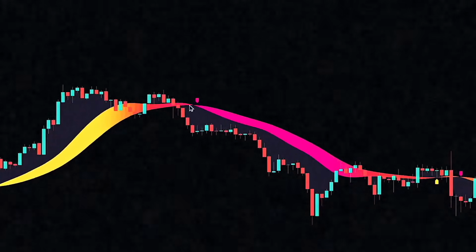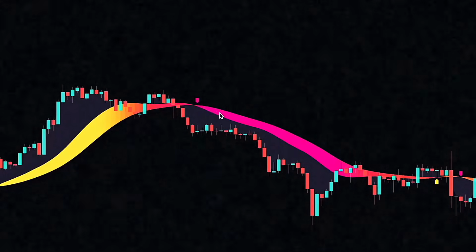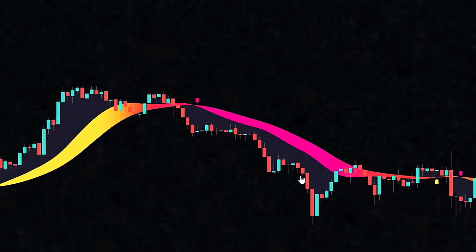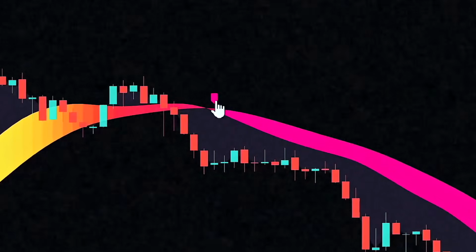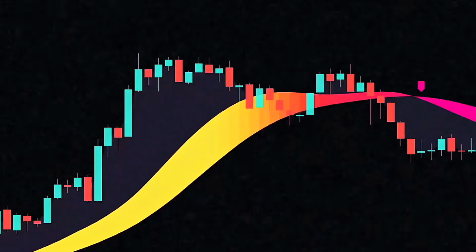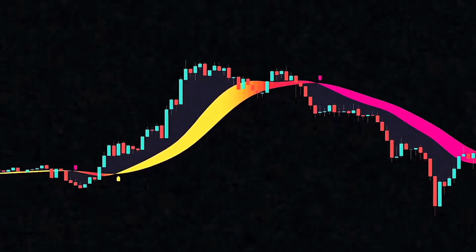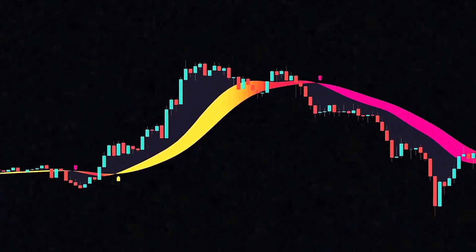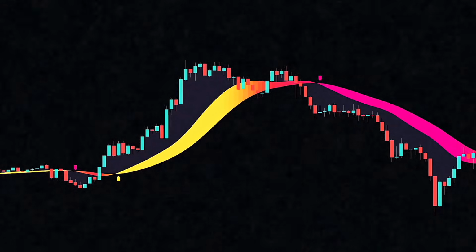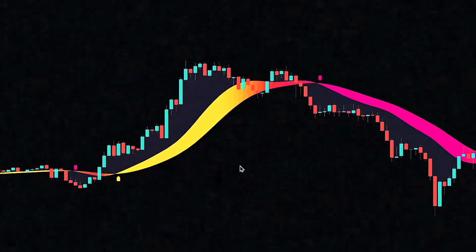In a bearish trend, it's the opposite. It starts off muted and then shifts to a brighter, more intense red as the downtrend strengthens. You'll also see up and down arrows that pop up during transitions between bullish and bearish trends, clearly marking when the market is changing direction.